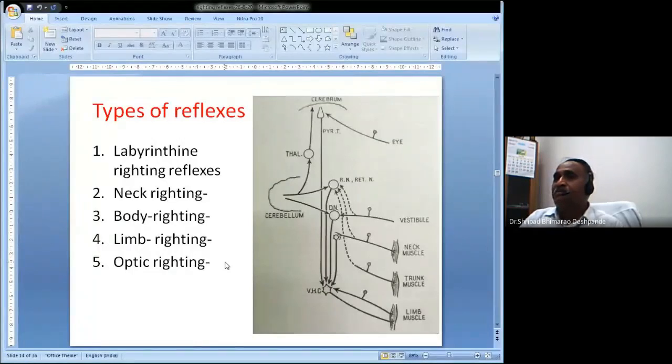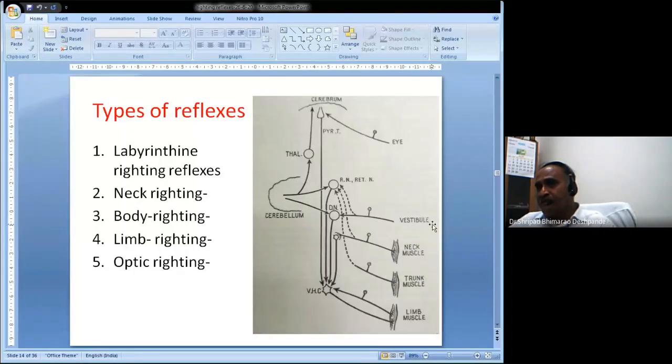These are the types of reflexes. We have the labyrinthine righting reflex, the head righting reflexes, the neck righting reflexes, the body righting reflexes, the limb righting reflexes, and optic righting reflexes. The head, neck, body, limb, and visual. Here on the right hand side, I have taken a figure from Samson. This gives the basis for the righting reflexes. One, the labyrinthine righting reflexes. Here you have the vestibule, the vestibular system.